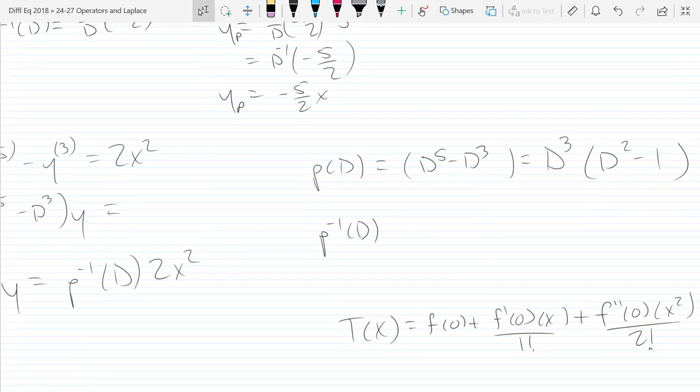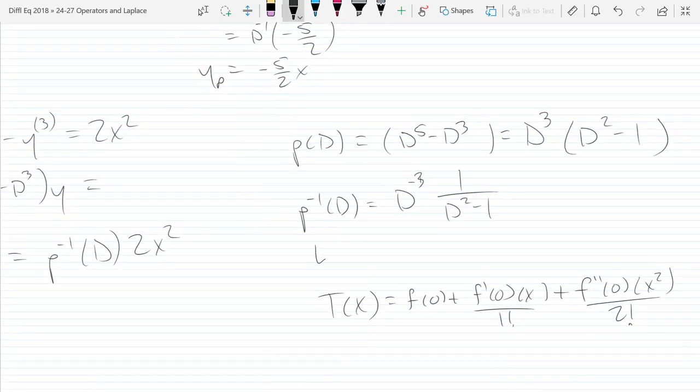So now I have to find the inverse operator. Ignore the D to the third, or not, don't ignore it, but it turns into D to the negative 3. And now what I have to do is find the inverse operator for D squared minus 1. So that's the Taylor polynomial we're going to have to get. I'll let f of x equal 1 over x squared minus 1. So I'm going to need f prime and f double prime.